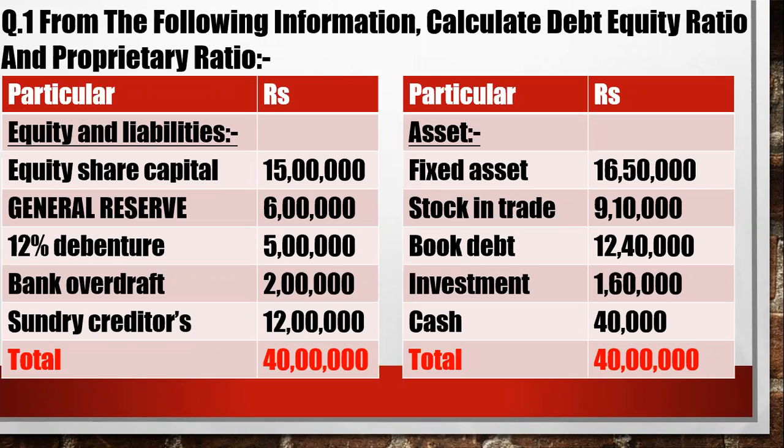And for calculating the equity, that is shareholders' fund, it includes equity share capital, preference share capital, and reserves and surplus. In this question, they have given you equity share capital of 15 lakhs and general reserve of 6 lakh. So in this sum, you take the 12% debenture as long-term debt, 5 lakh, upon equity. Equity total is 21 lakh, that is 15 plus 6. So you just have to calculate 5 lakh upon 21 lakh, and you will get the debt equity ratio.